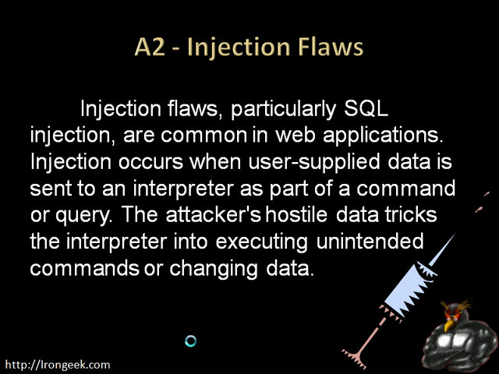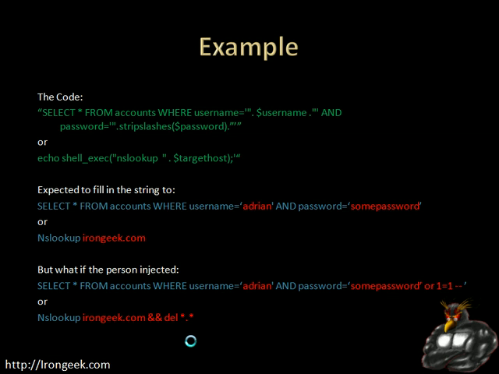All right, the next thing we'll cover is injection flaws. Now, there's 2 main types of injection flaws I'm going to talk about, SQL and command. And here's a quick definition of injection flaws as OWASP states it. Injection flaws, particularly SQL injection, are common in web applications. Injection occurs when user-supplied data is sent to an interpreter as part of a command or query. The attacker's hostile data tricks the interpreter into executing unintended commands or changing data. And I'm going to give a couple of examples of that.